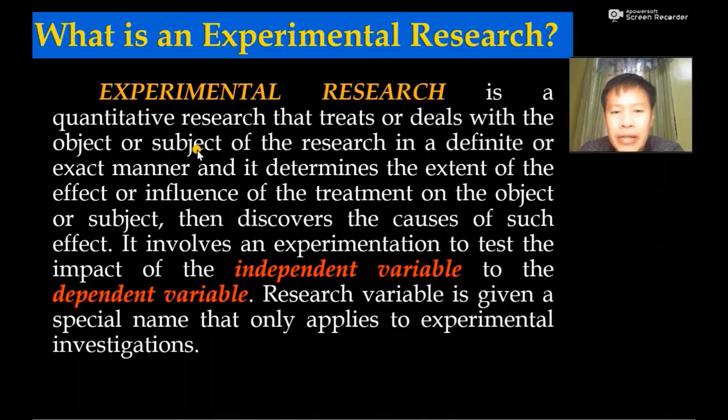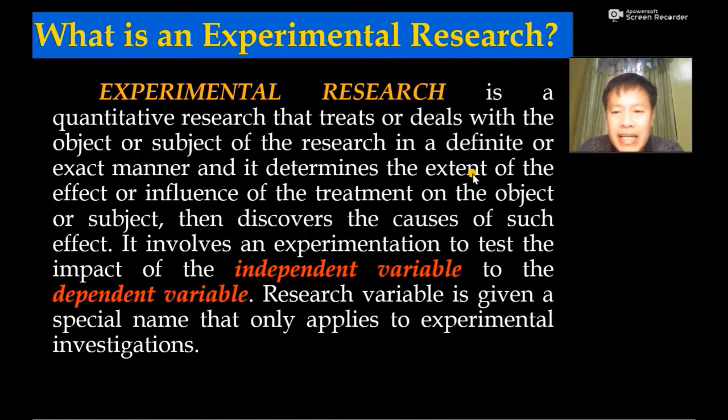But if you are going to have quantitative research in which you are not doing the experimental research, better to use respondents. In a definite or exact manner, when we say quantitative research, there is a definite or exact manner when to finish your research. You have the timetable. Unlike with qualitative research, there is no definite plan here. In quantitative research, there is a plan when to start your experimentation and when to end it. So that is why there is a definite or exact manner.